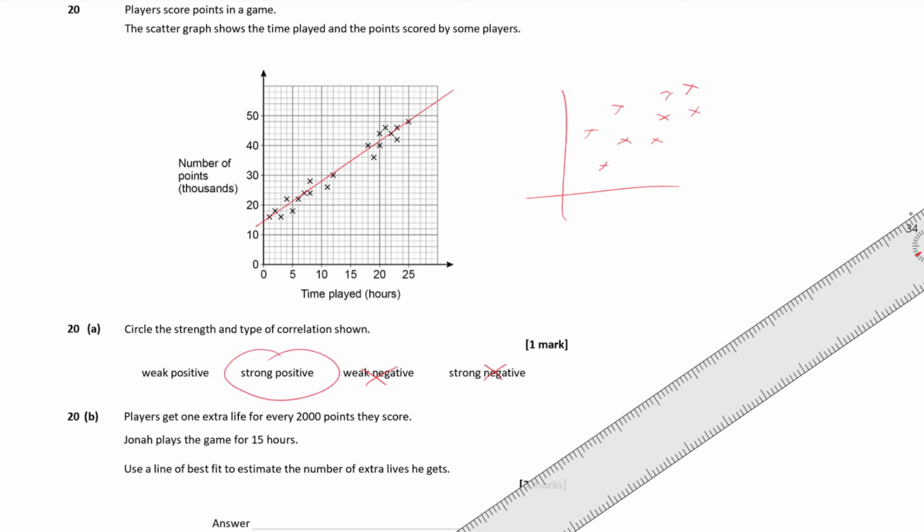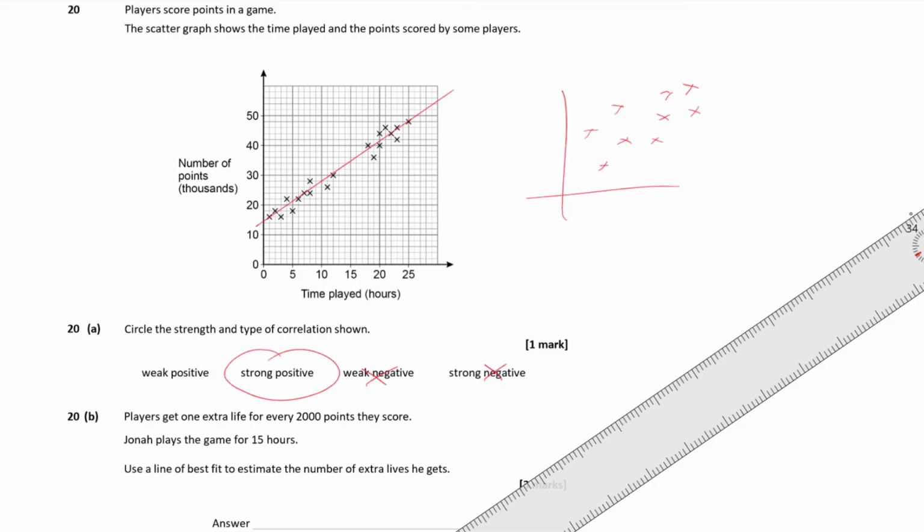Okay, and then part B says players get 1 extra life for every 2,000 points they score. Jonah plays the game for 15 hours. Use a line of best fit to estimate the number of extra lives he gets. Okay, so once you've got your line of best fit drawn on the graph, you can use it to make estimates of other values for points that you don't have data for.